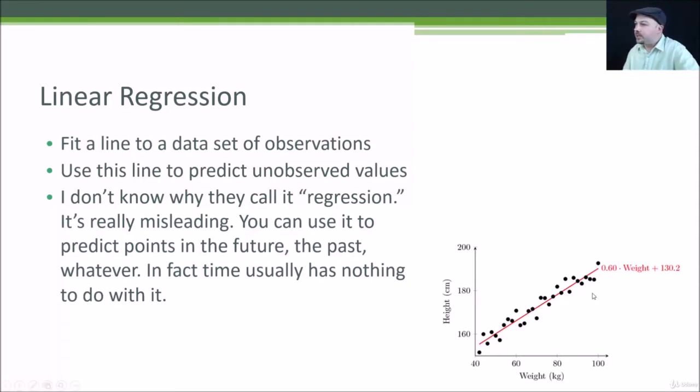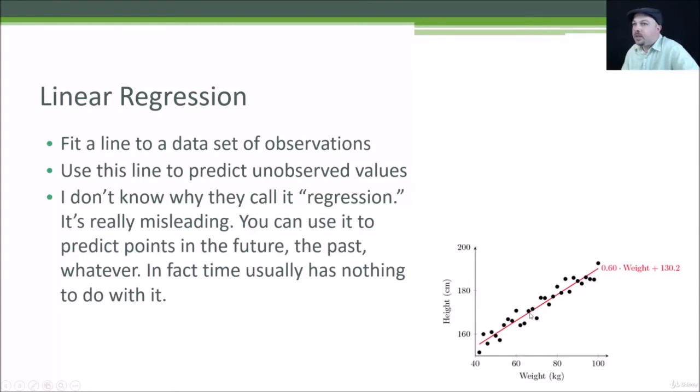So in this example, I might end up with a slope of 0.6 and a y-intercept of 130.2, and that defines a straight line, given a slope and a y-intercept, that fits the data that I have best. And I can use that line to predict new values. So you can see that the weights that I observed only went up to people that weighed 100 kilograms. But what if I had someone who weighed 120 kilograms? Well, I could use that line to then figure out where would the height be for someone with 120 kilograms based on all this previous data.